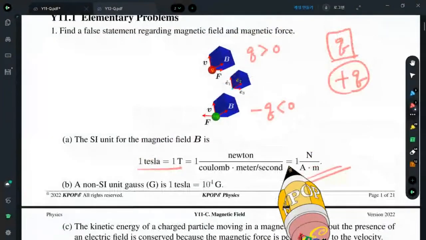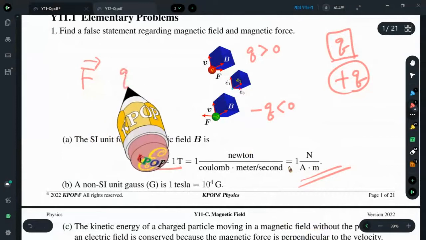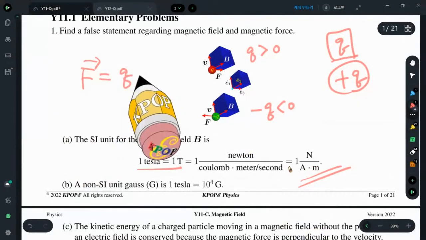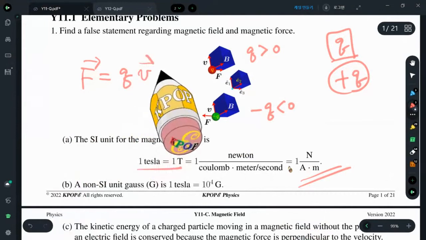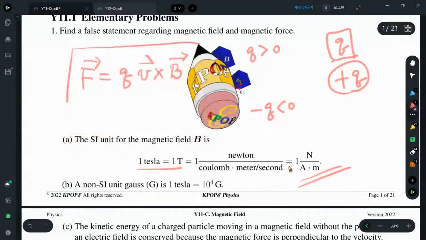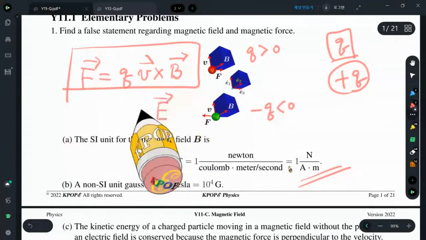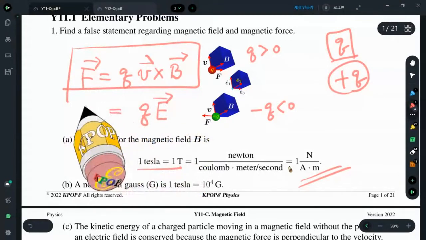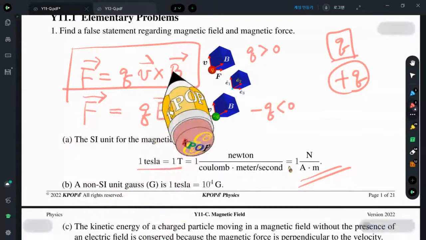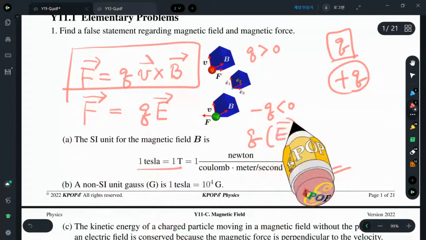All right. A charge Q moving with the velocity under the magnetic field experiences the magnetic force. In the electric field, charge Q experiences the electrostatic force. And the sum of these two forces is called the Lorentz force.